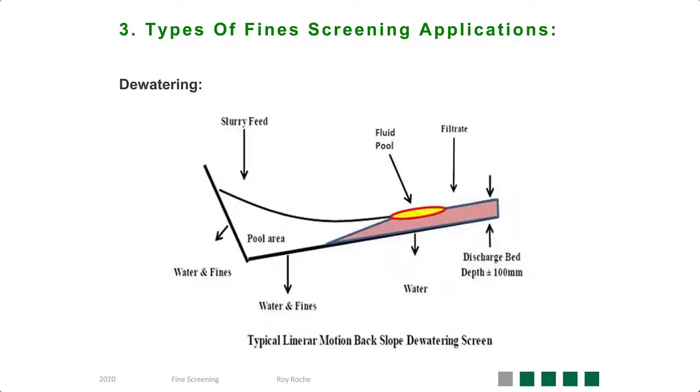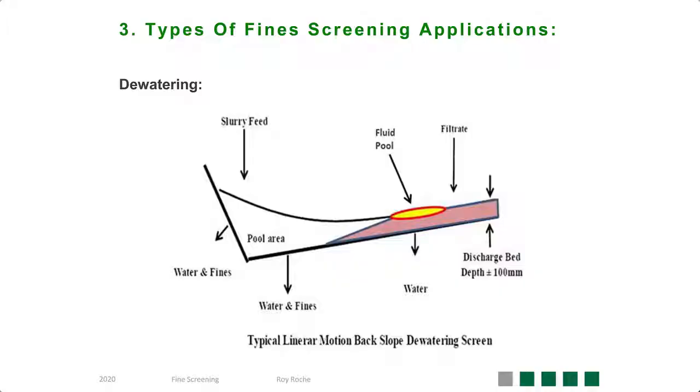The other critical application, of course, is dewatering, it being both the recovery of water itself and ensuring that there's not too much water in the material for transportation purposes via the conveyors, etc., in the processes. What we see here in front of you is an example of a typical linear motion backslope dewatering screen, which has a high frequency, low amplitude unit. It has a pool area. Obviously the idea is to build the bed depth, and as Francois indicated as well, the ideal discharge bed depth is 100 millimeters. However, in iron ore we've seen applications where it's more than 300 millimeters deep.